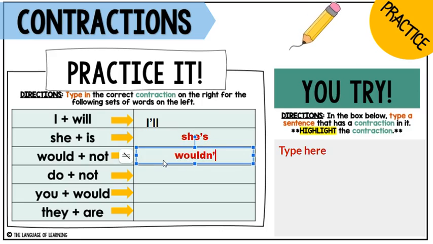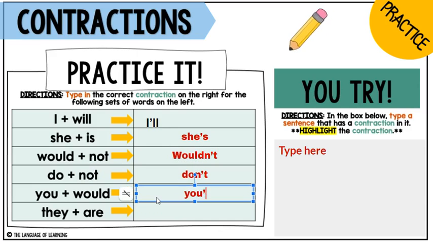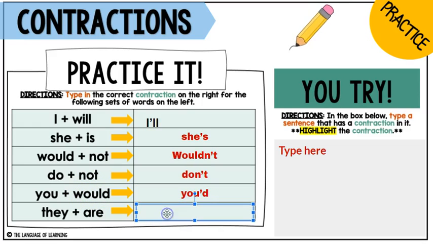Wouldn't, would not becomes wouldn't. That apostrophe takes the place of the O in not. Don't, apostrophe T, again it's taking the place of the O. You'd rather have a hamburger than a hot dog. That apostrophe takes the place of the W-O-U-L, and there, the apostrophe takes the place of the A.